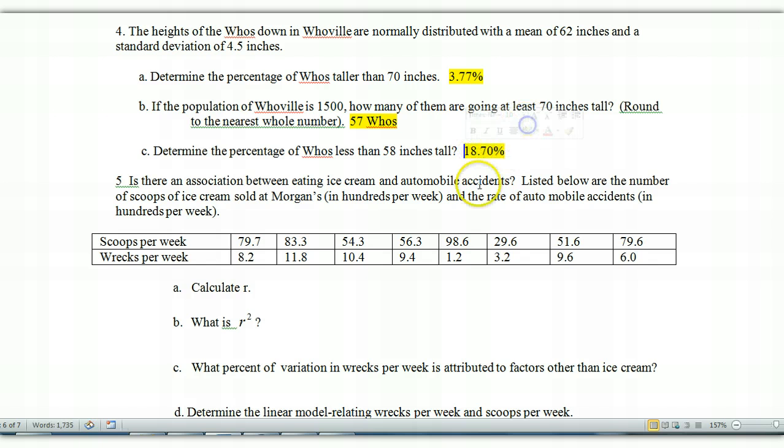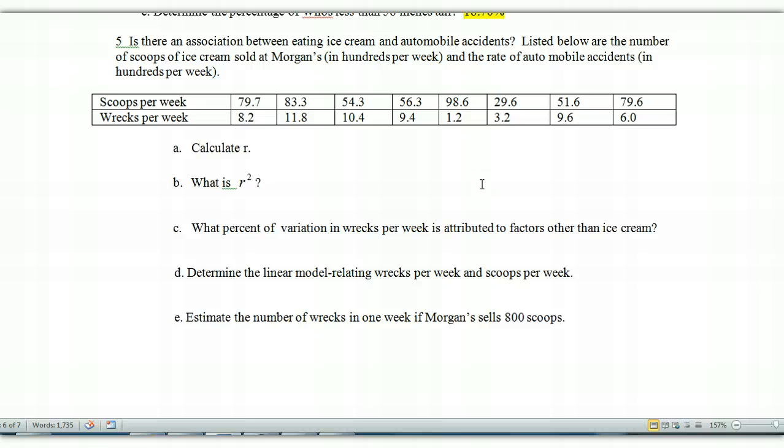Alright, so next one, 5. Is there an association between eating ice cream and automobile accidents? Well, there shouldn't be. Eating ice cream and automobile accidents, unless you're maybe doing it at the same time, there shouldn't be a link here. So we're expecting maybe a small r value here, but we still need to run the analysis to see.